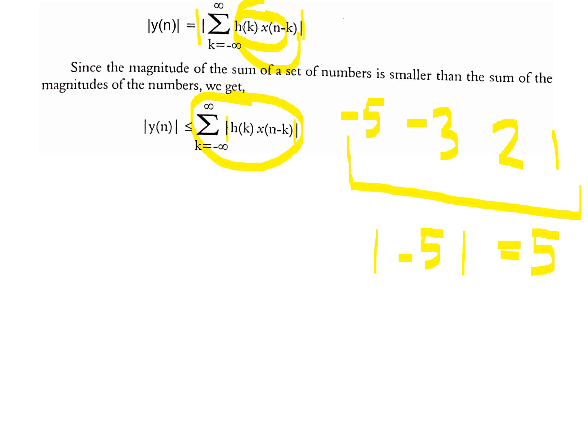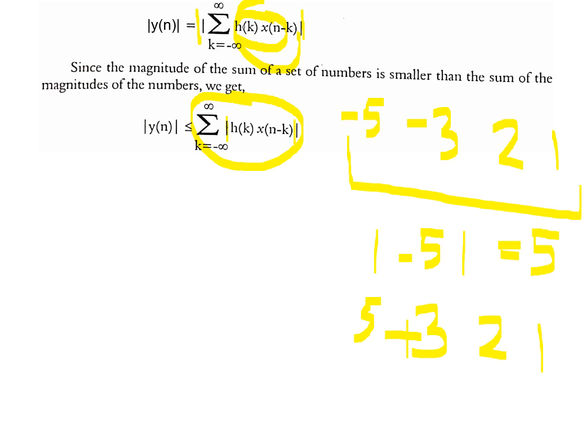If you take the magnitude of -5, it is 5. Then take -3, its magnitude is 3, because mod of -3 is 3. Then mod of 2 is 2. Mod of 1 is 1. That is, I am taking the magnitude before, as in this equation: -5 becomes 5, -3 becomes 3, 2 becomes 2, 1 becomes 1, then add.